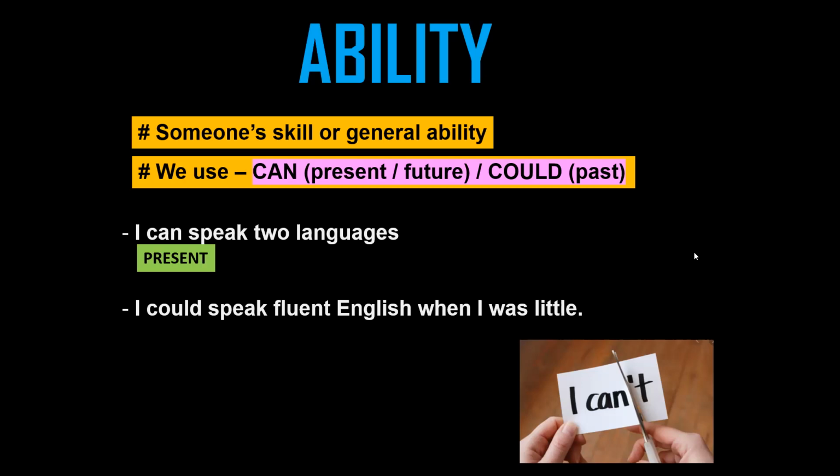Nikhil, if the ability is in the present, then you have to use can. But if the ability was in your past, then you have to use could. Nikhil, just make any single sentence with your current ability.